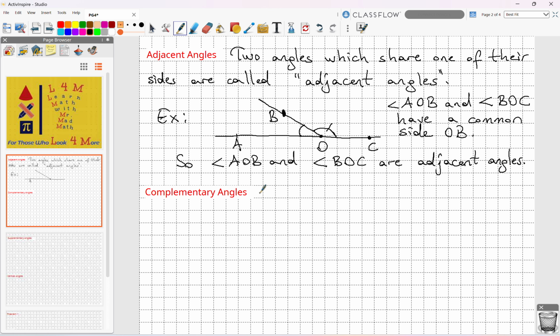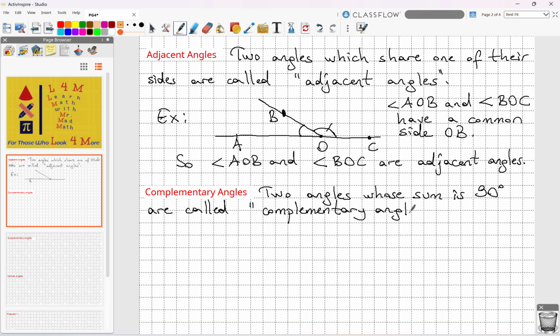Complementary angles. Two angles whose sum is 90 degrees are called complementary angles. A quick example.